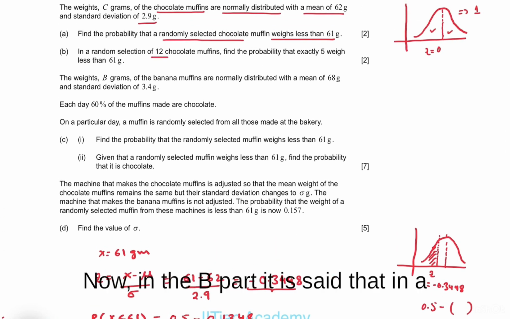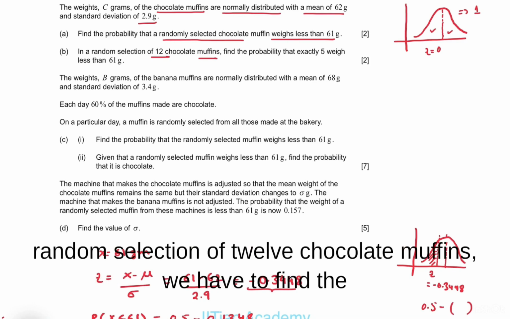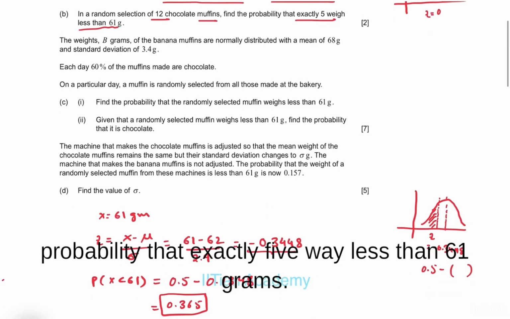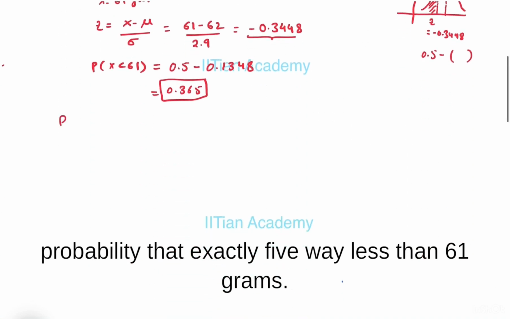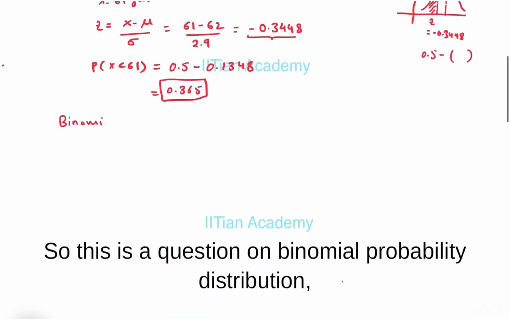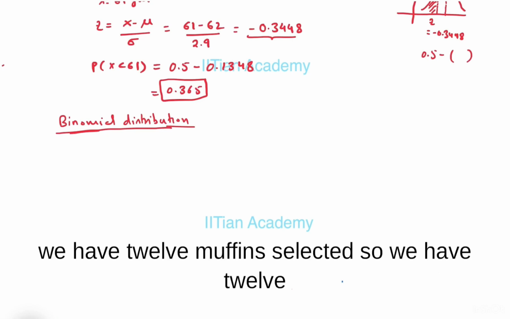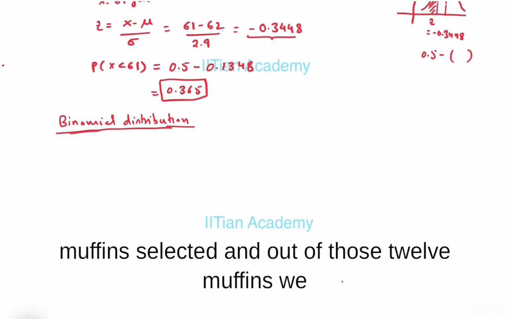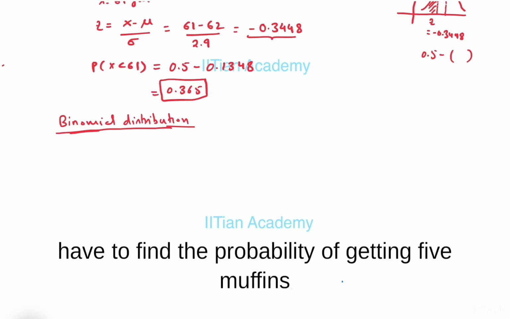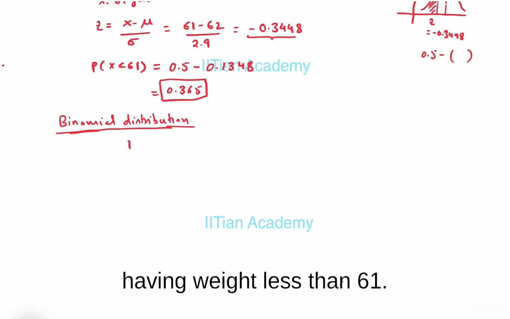Now in the B part, it is said that in a random selection of 12 chocolate muffins, we have to find the probability that exactly 5 weigh less than 61 grams. So this is a question on binomial probability distribution where we have to find a probability that, given we have 12 muffins selected, out of those 12 muffins we have to find the probability of getting 5 muffins having weight less than 61.